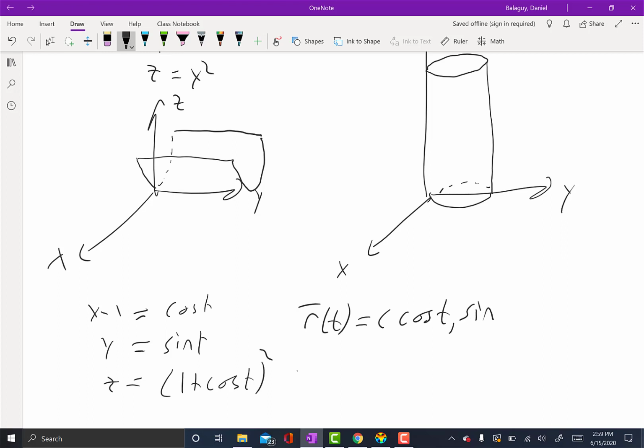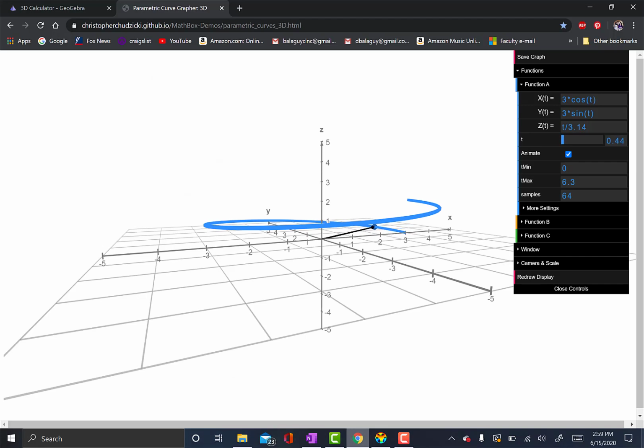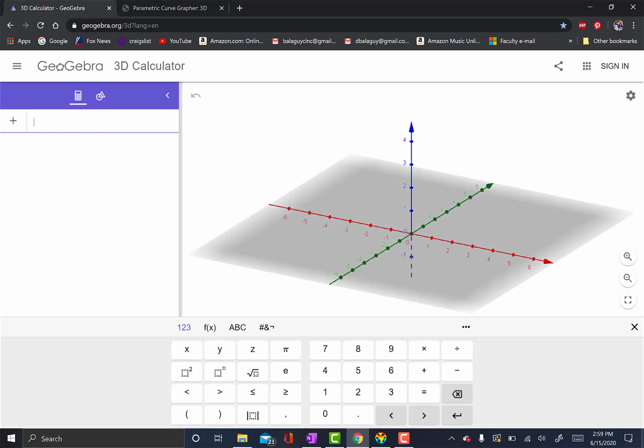Whoops, I think I got my first one wrong. Isn't x 1 plus cosine of t? Y is a sine of t. Z is 1 plus cosine of t quantity squared. And let's, first things first, let's look at those surfaces in 3 space. So if you don't mind, I'm going to go online. I'm going to look at Geogebra. And with this program, I'm going to type in those two surfaces' equations.